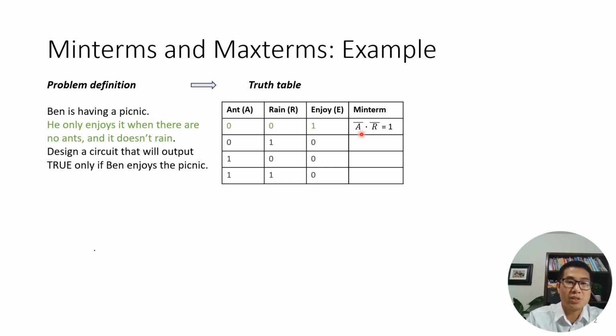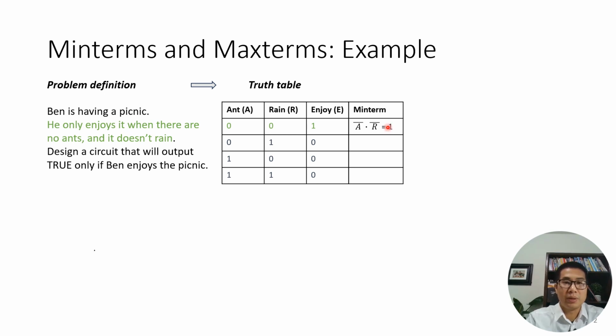So it's going to be not A and not R, because not A and not R produces 1. We don't have something like A and not R, because that produces false. Nor A and R, because that produces false. So not A and not R is the min term. Again, why? Because it involves both of the inputs, A and R, it is a product, and it is evaluated to be 1.